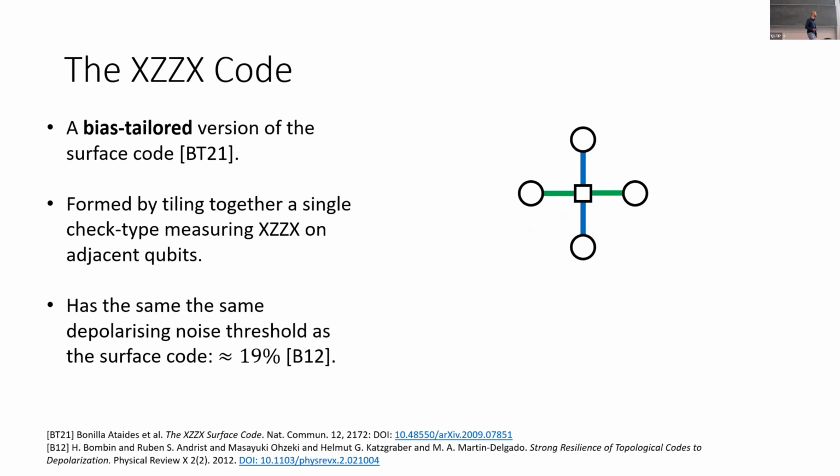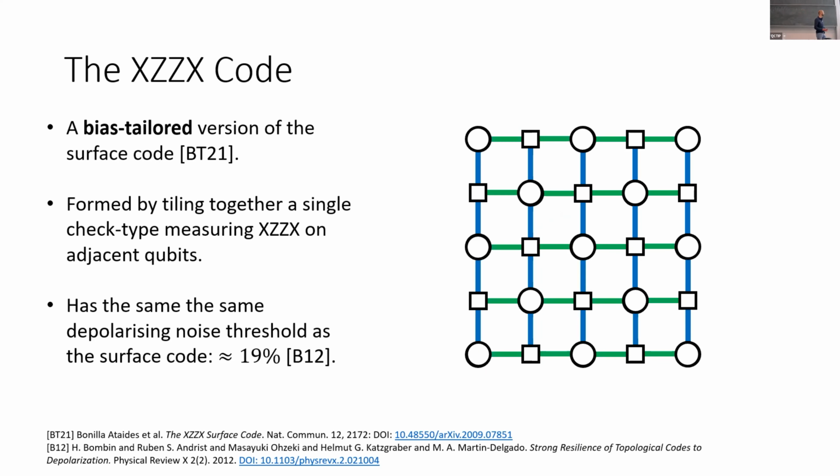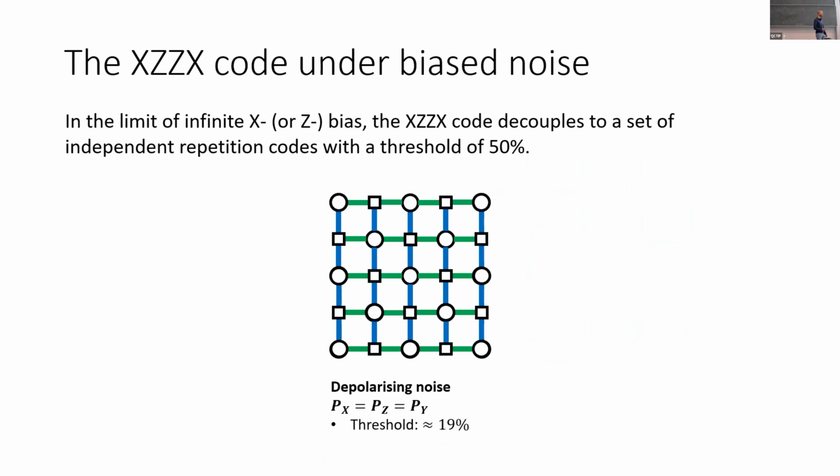And similarly to the surface code, we can construct instances of this code by tiling together copies of the stabilizer to form a surface. So this looks very much like the standard surface code, and indeed for depolarizing noise, the threshold of this code is exactly the same, so bounded by 19%. However, the performance of the two codes begins to differ once we start considering bias noise.